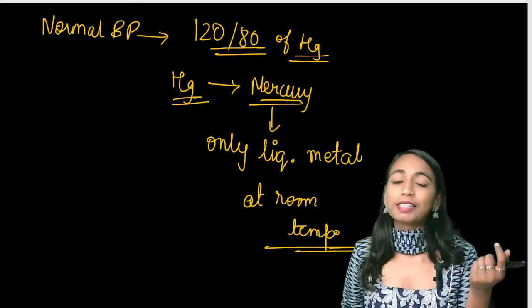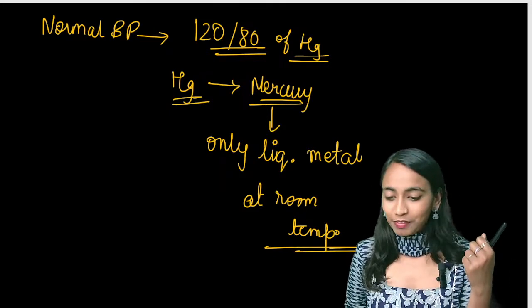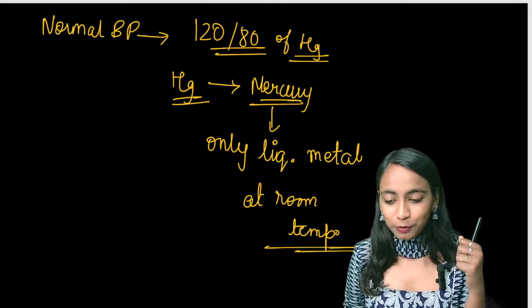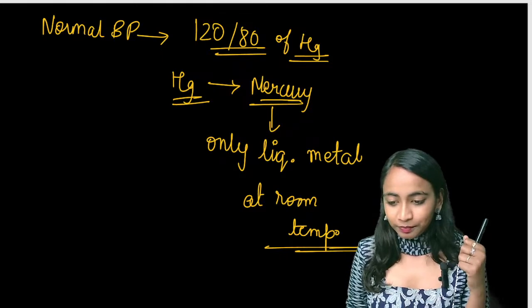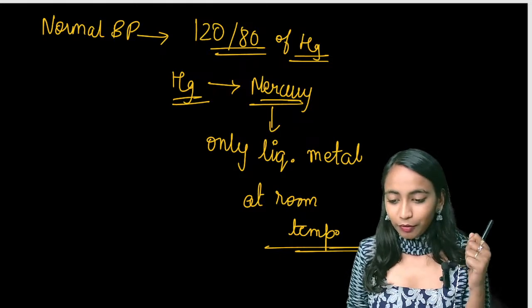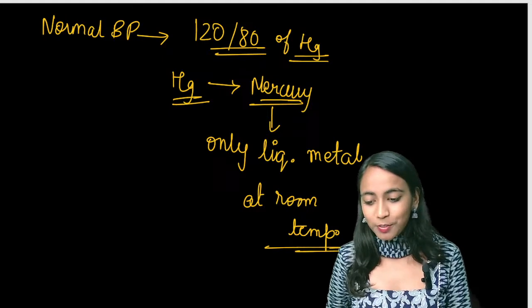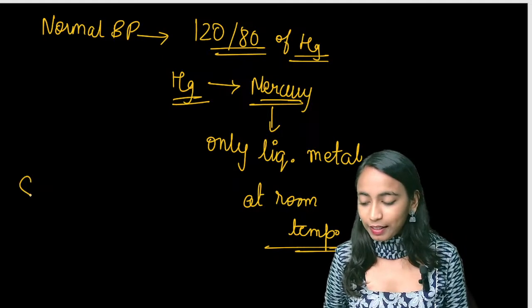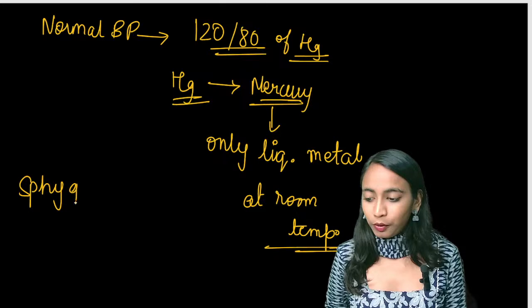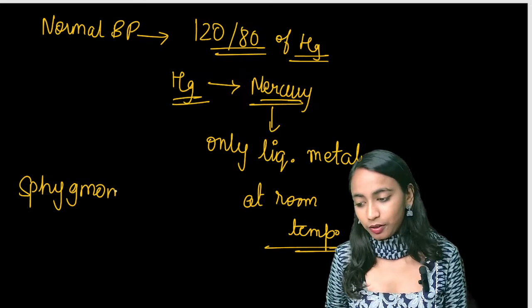And one more thing we skipped, the device used to measure blood pressure. उस device को क्या कहते हैं? Which device are we using to measure blood pressure? Which device we are using? Sphygmomanometer. Very good. Shailesh answer first here. Sphygmomanometer, the device that is used to measure blood pressure.